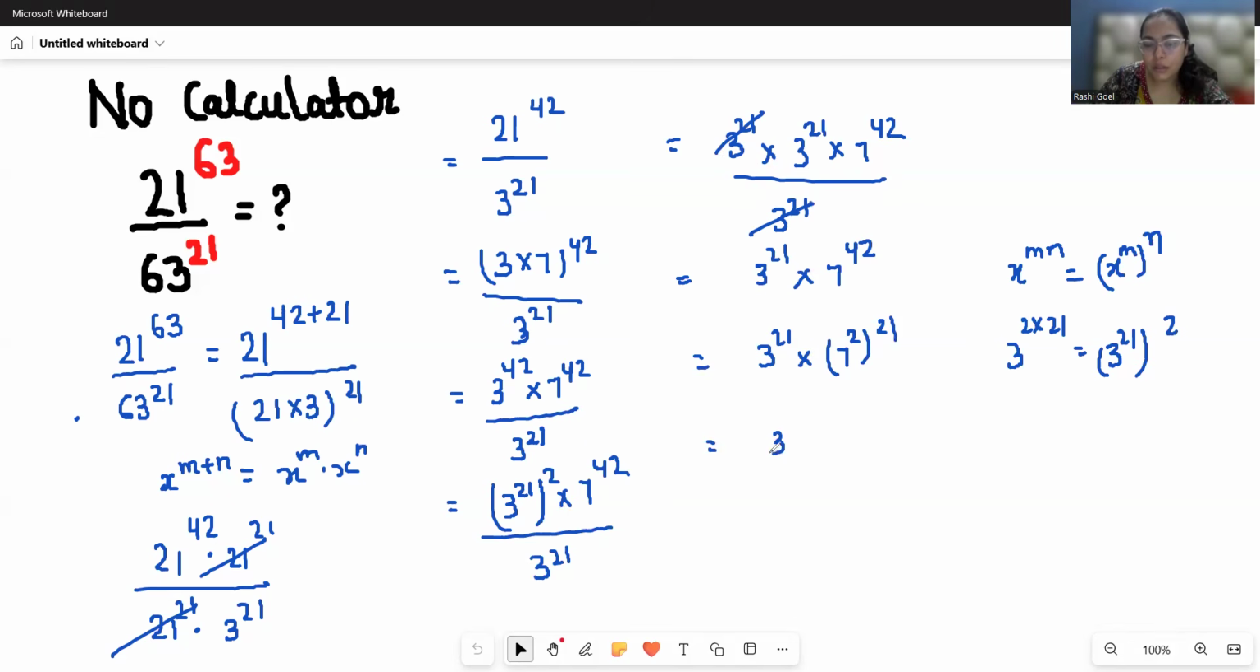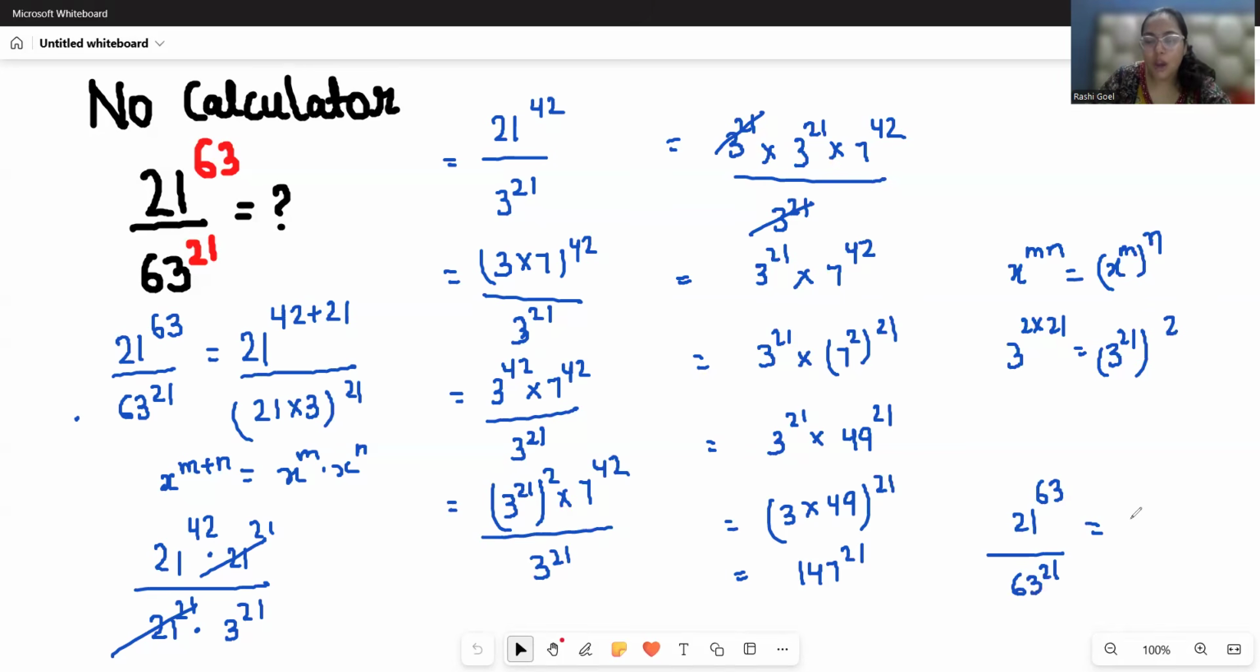So this becomes 3 power 21 times 7 square, which is 49, power 21. So we can write 3 times 49 whole power 21, which is equal to 3 times 49 is 147, whole power 21. So the value of 21 power 63 over 63 power 21 is 147 power 21.